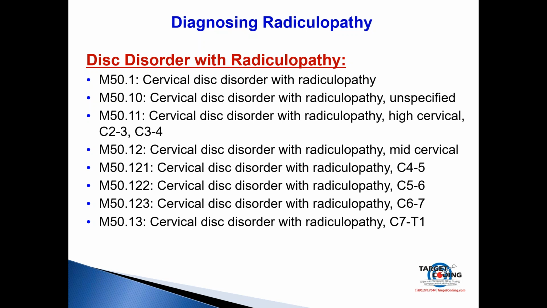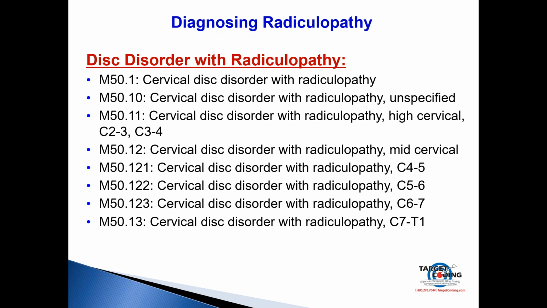M50.11, that's a good one. Cervical disc disorder with radiculopathy, high cervical region or at C2, C3, C3, C4. Why not C1, C2? Well, there's no disc between C1, C2. M50.12, stay away from that one. In general, although it exists and it's a valid diagnosis, it's in the ICD-10 tabular list, the global list, I don't recommend it be used because it just says mid-cervical. It's not specific enough. I've seen providers get that code kicked back.